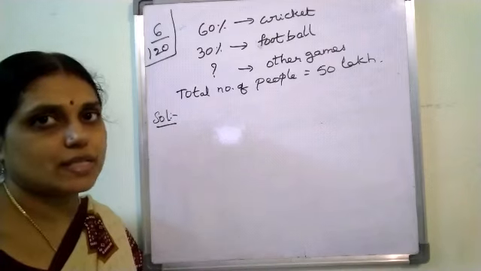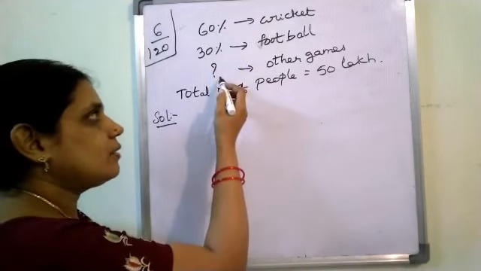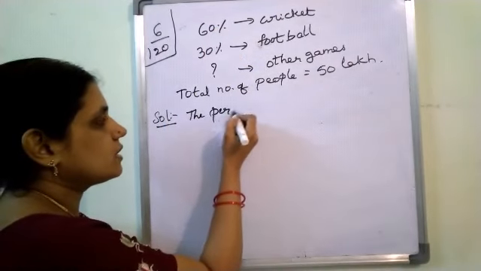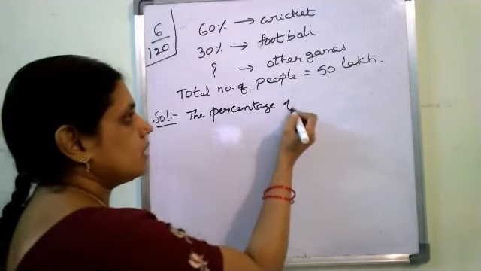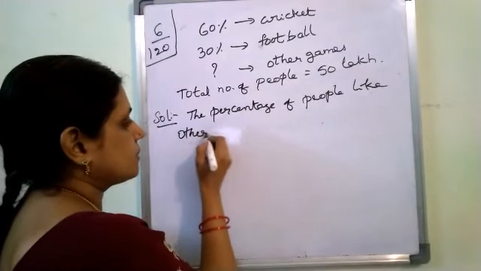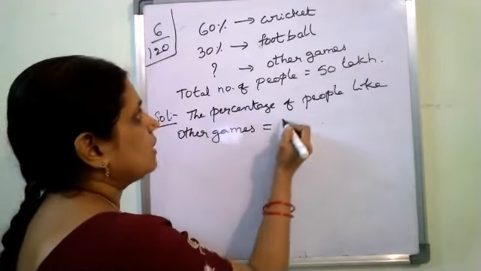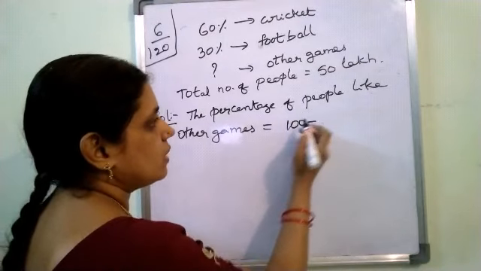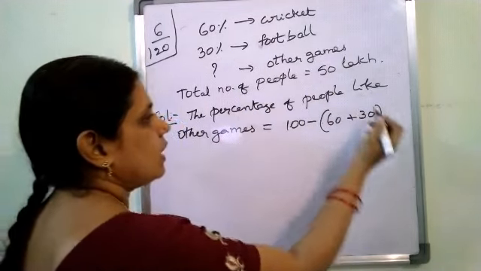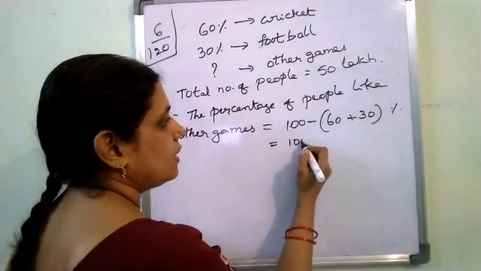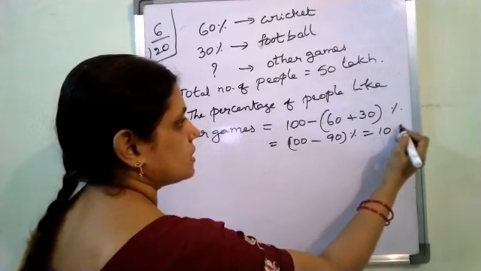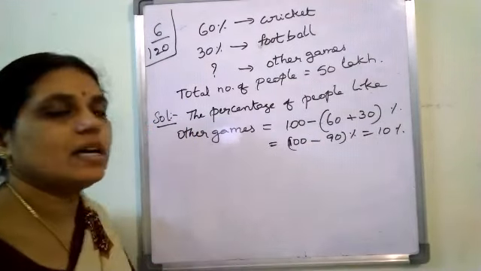For that, what do you need to do? Percentage means per 100. So here 100 minus 60 plus 30 you have to write. So the percentage of people who like other games is equal to 100 minus 60 plus 30. The total is 100 always. Both you need to add that percentage. So 100 minus 90%. That is 10%. So 10% of the people like other games.